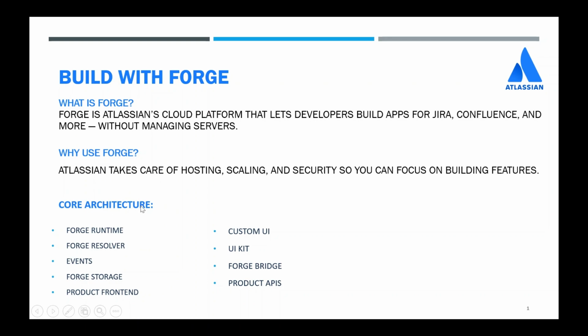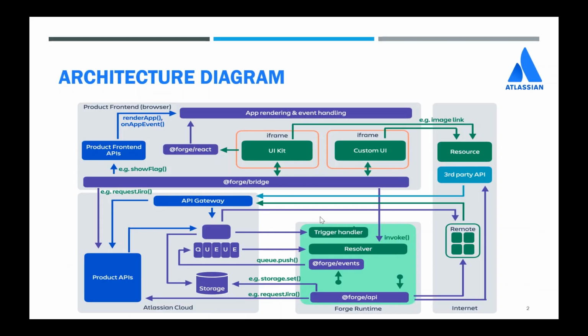So let's talk about the core architecture of this Atlassian Forge. So it has Forge runtime, Forge resolver, events, Forge storage, product frontend, custom UI, UI kit, Forge bridge, and product APIs. So now let's move to the architecture diagram of the Forge, how it works. So here on the screen we can see the Forge Atlassian architecture diagram. There are three main layers in this diagram.